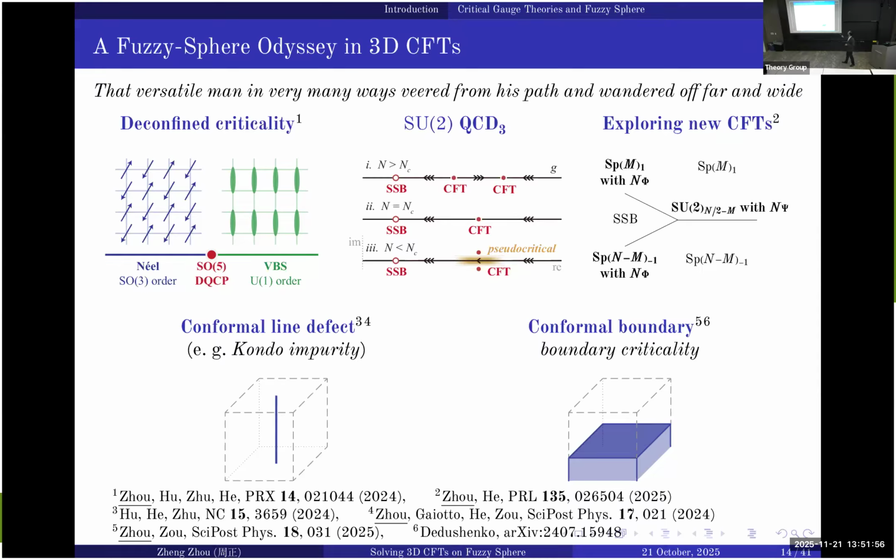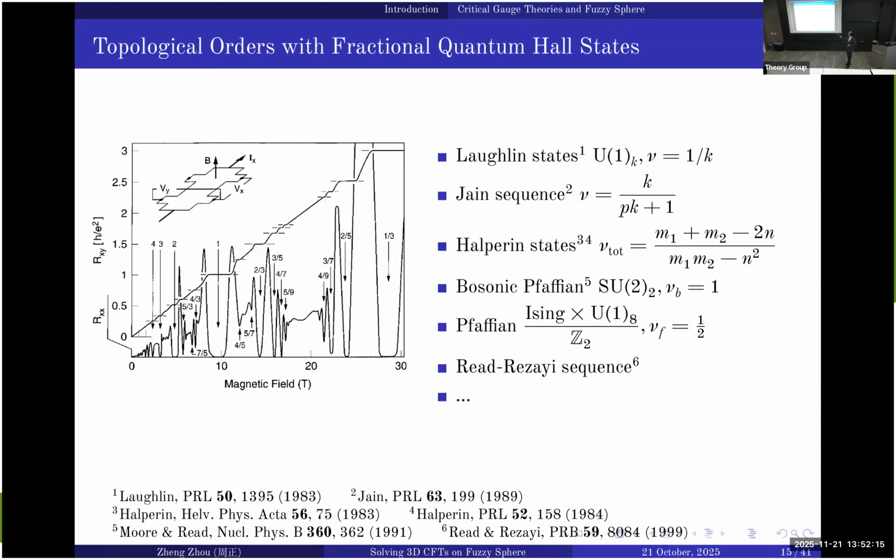However, all these setups involve a common element, that is the integer quantum Hall states, or the quantum Hall ferromagnet. On the lowest Landau level, one can realize something much more non-trivial. One can realize the topological orders with fractionally filled lowest Landau level, or the fractional quantum Hall states.